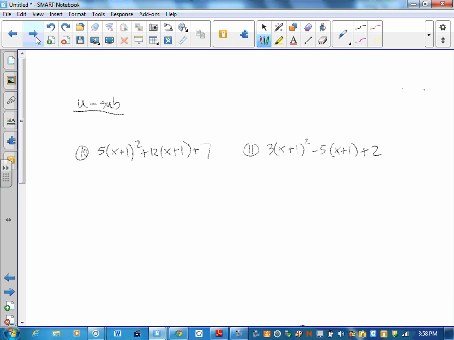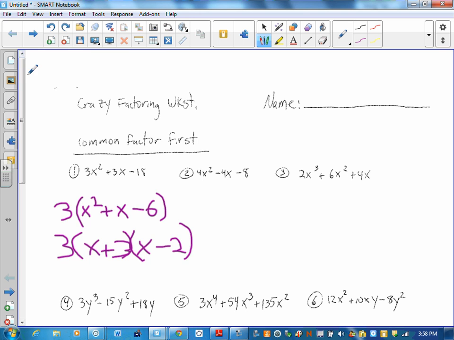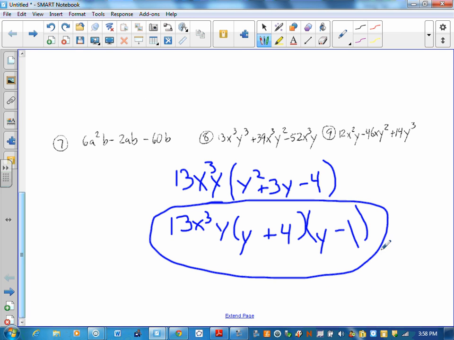Okay, second page. Oh, let me flip back to that. So there's the first answer. There we go. There's the second answer. In case I went too fast.